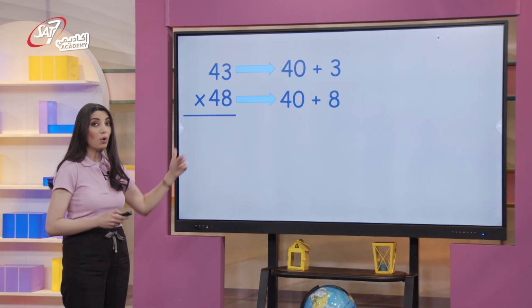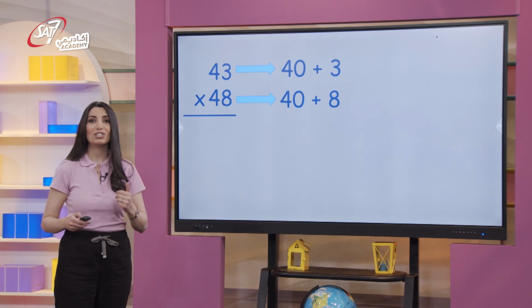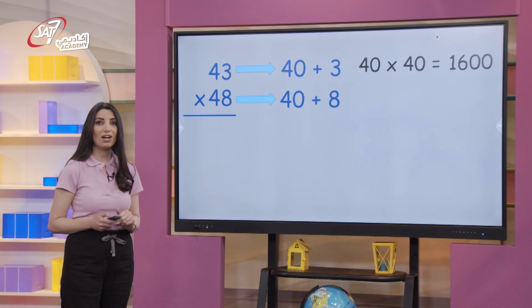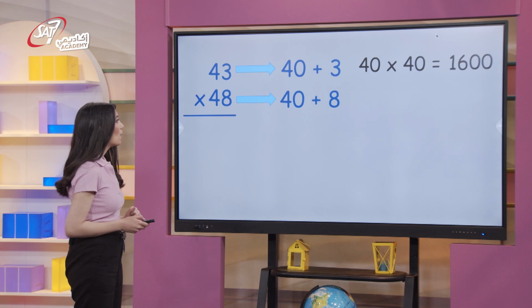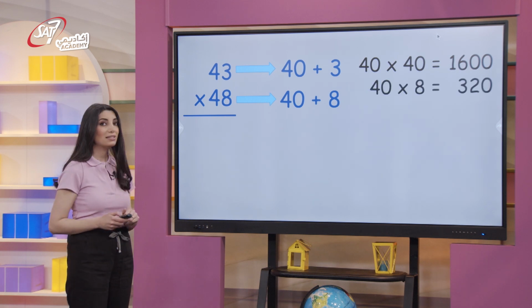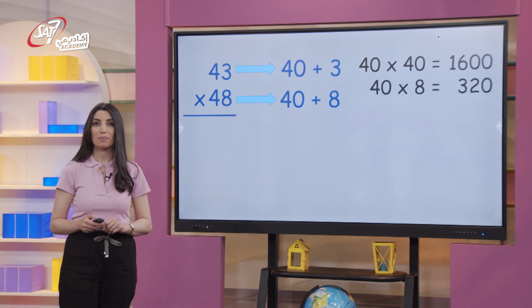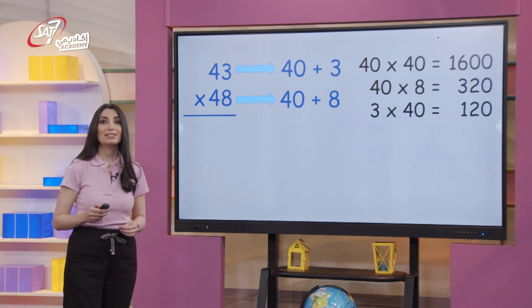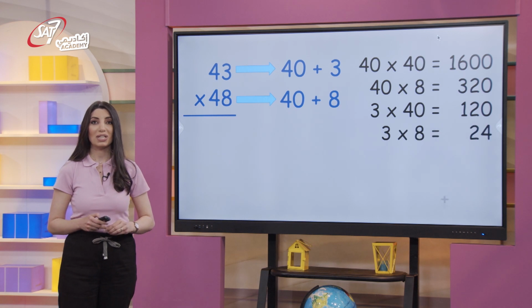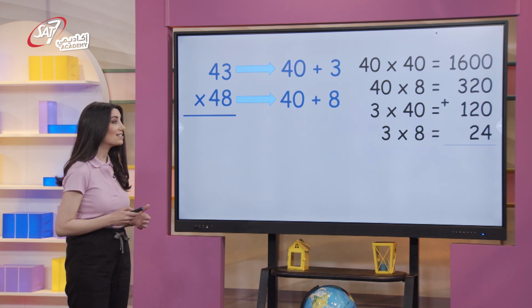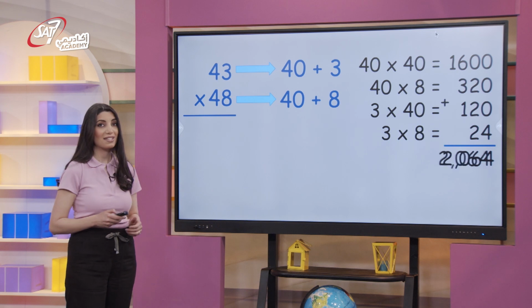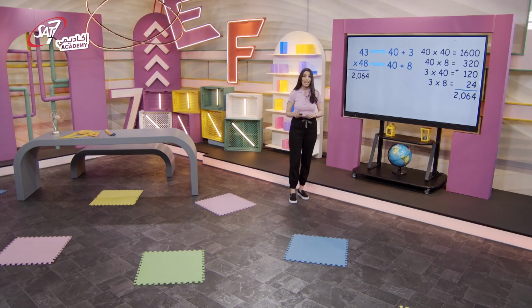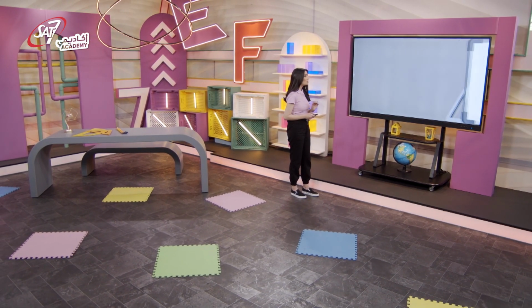40 times 40 is 1600. 40 times 8 equals 320. 3 times 40 is 120, and 3 times 8 equals 24. And the answer is 2,064 kilometers. Let's apply a different strategy now.